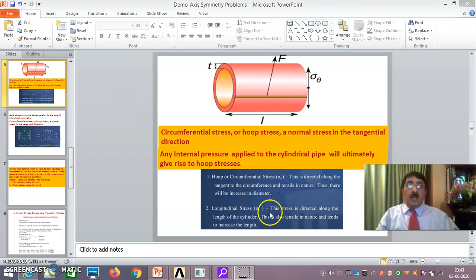And then longitudinal stress. This stress is directed along the length of the cylinder. It is also tensile in nature and tends to increase the length of the cylinder to some extent, depending on the pressure, because of the axial stress. These are the basic things you should know.